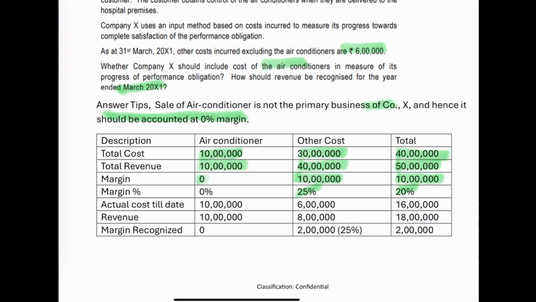And actual cost incurred to date: it's given as 10 lakh for the air conditioner, which is already incurred, and 6 lakh out of the 30 lakhs already incurred. So total cost incurred is 16 lakh rupees. So now we'll have to see what the revenue is.